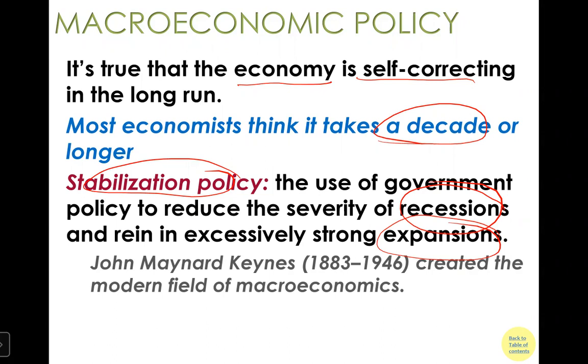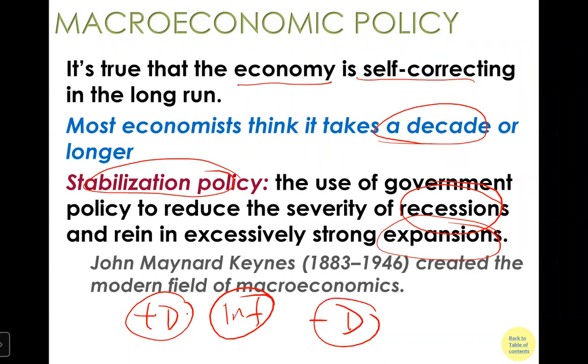But here the main message is that the government can play a major role in stabilizing the aftermath of a demand shock, whether it's a positive demand shock or a negative demand shock. For the positive demand shock, the government can stabilize the inflation. If it is a negative demand shock, the government can stabilize the prolonged period of unemployment.